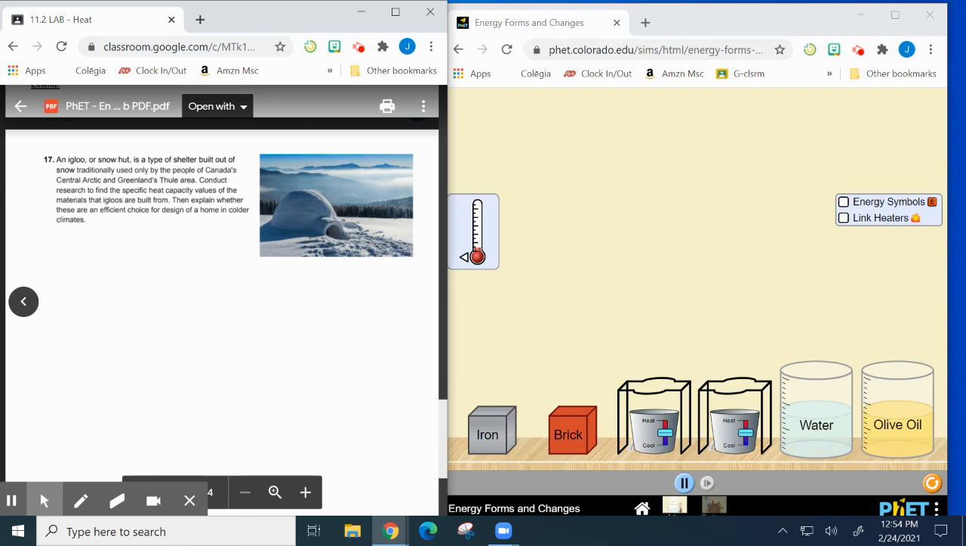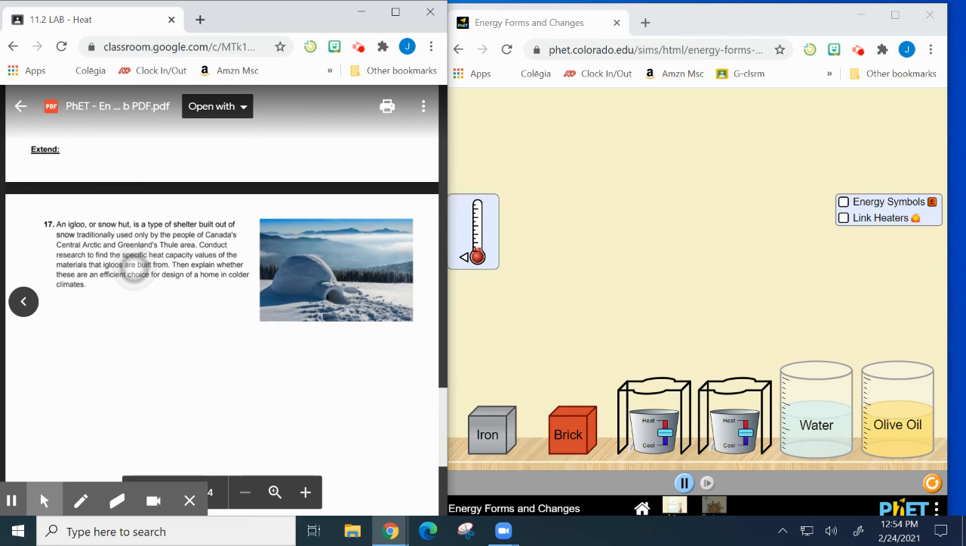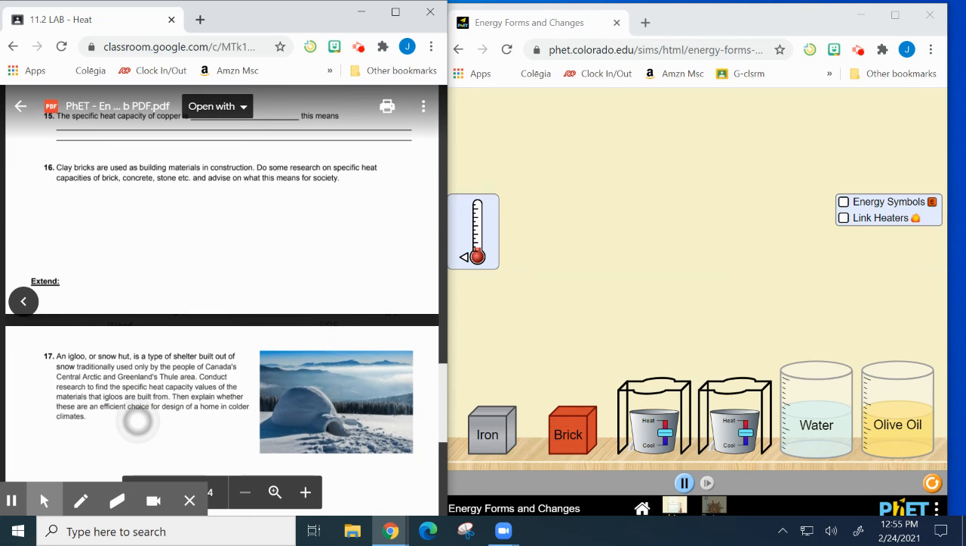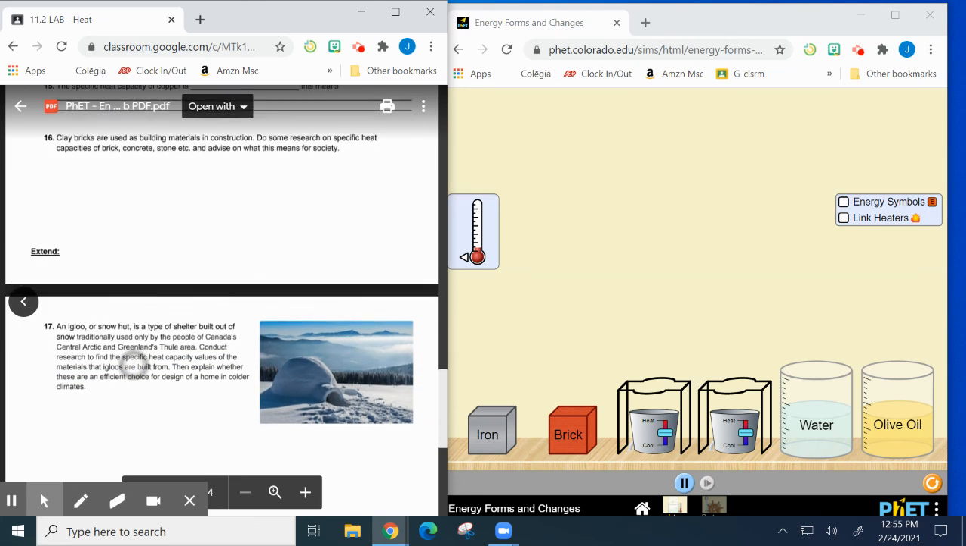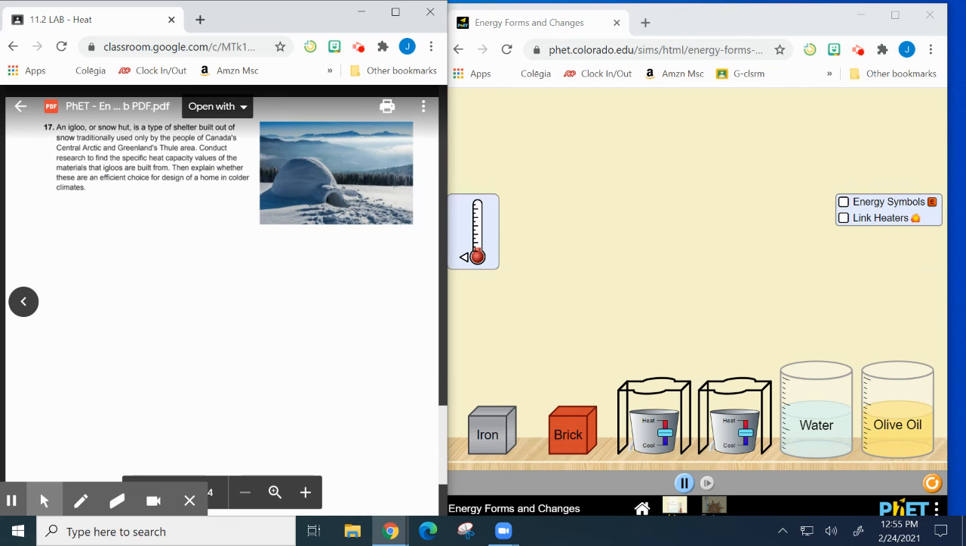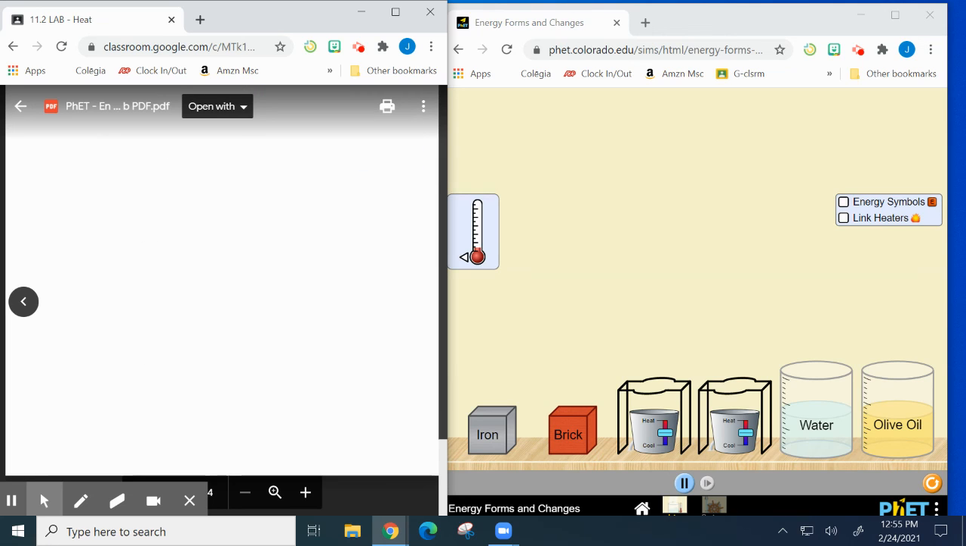So what do you think, now that you've got the specific heat capacity? With regard to snow, that's good. You can just look up the specific heat capacity of ice, or actually look up snow, because snow is going to be even less dense. It's going to have air pockets in it. So maybe even look up snow and see what that is. And you can compare that to brick, concrete, and stone in terms of its specific heat capacity. And you decide whether you think it's a good building material, okay?